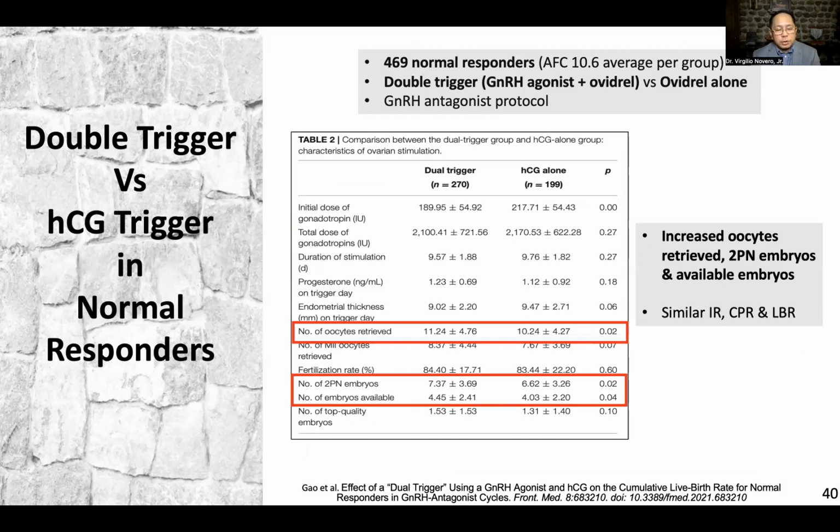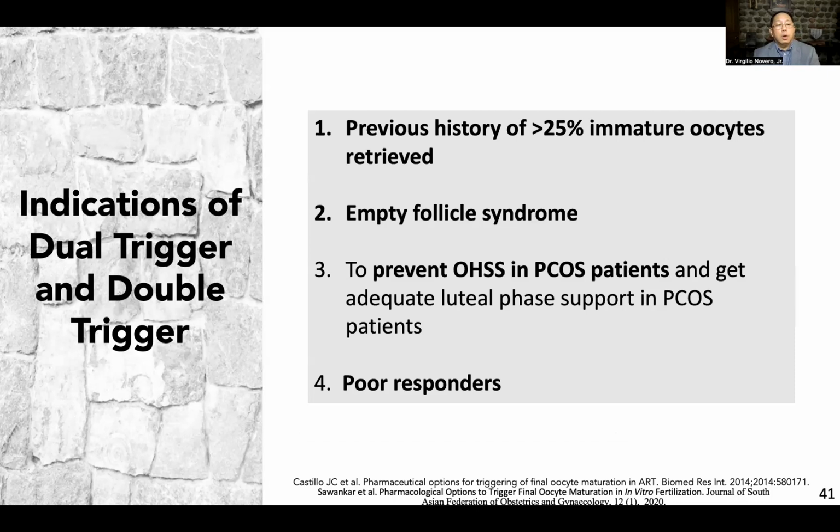And this is in normal responders, a study by Gao et al., where he found more oocytes retrieved in your double trigger group and more 2PN embryos and more embryos available in your double trigger group. So the indications for both the dual trigger and the double trigger appear to be for groups where there is a subset of greater than 25% immature oocytes retrieved, those with empty follicle syndrome, to prevent OHSS in high responder patients, and also those with poor responders.